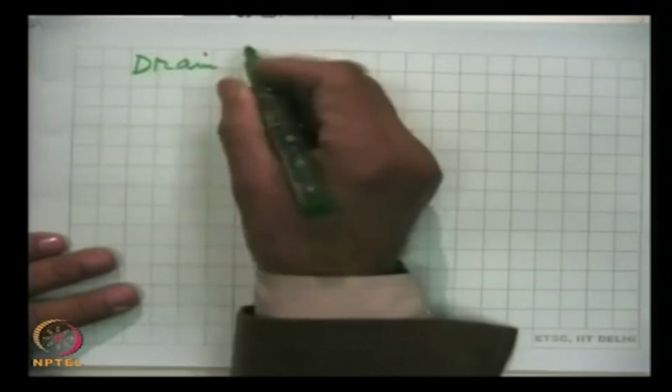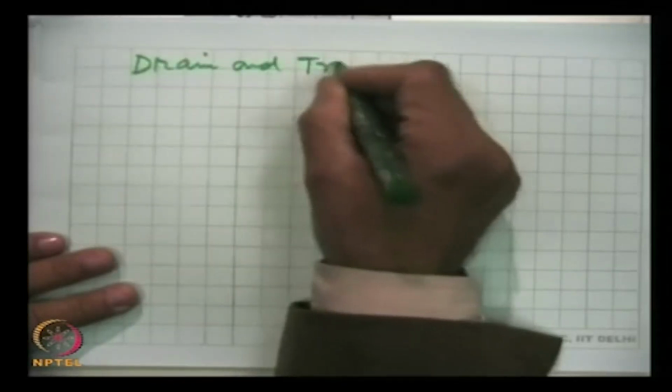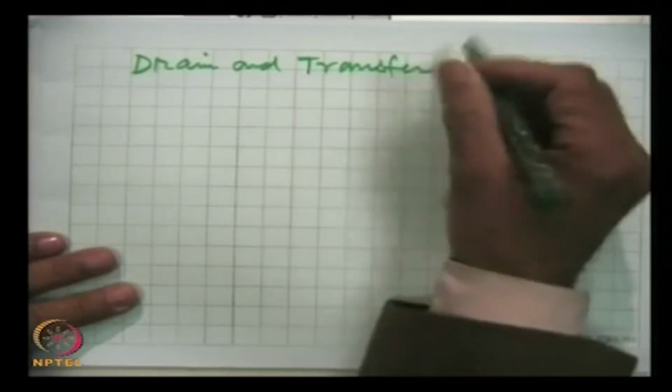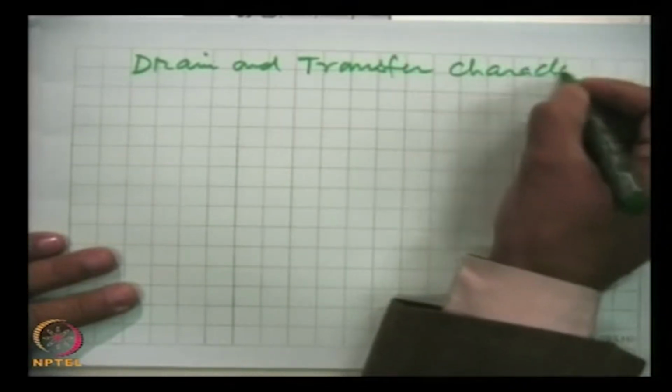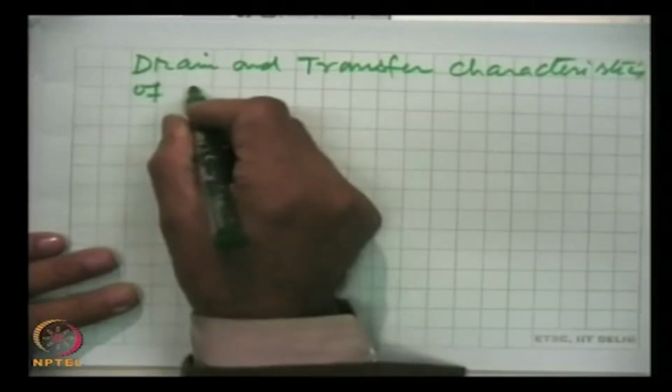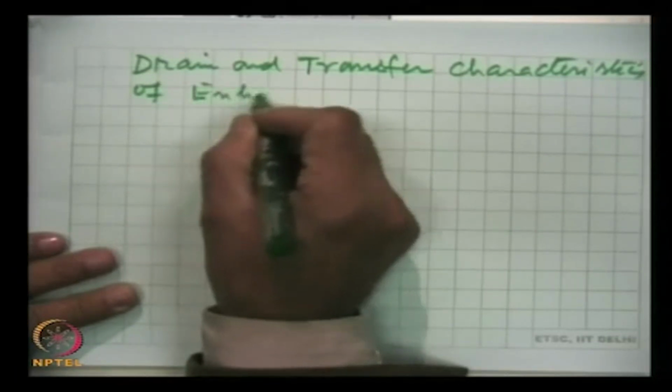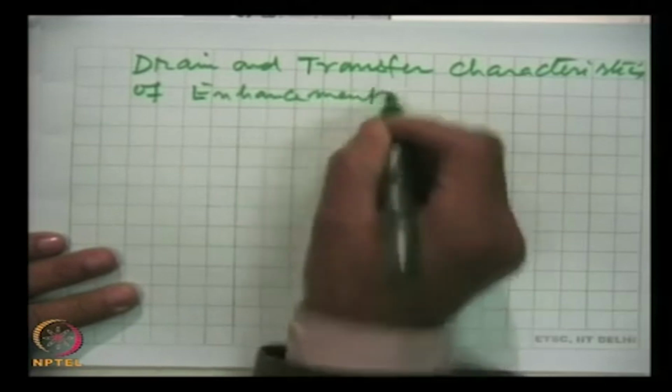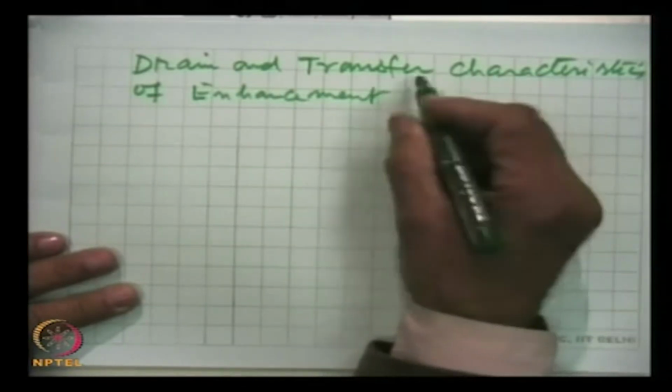Then we go for IV characteristics, that is drain characteristics of the device, drain and transfer characteristics of enhancement MOSFET.